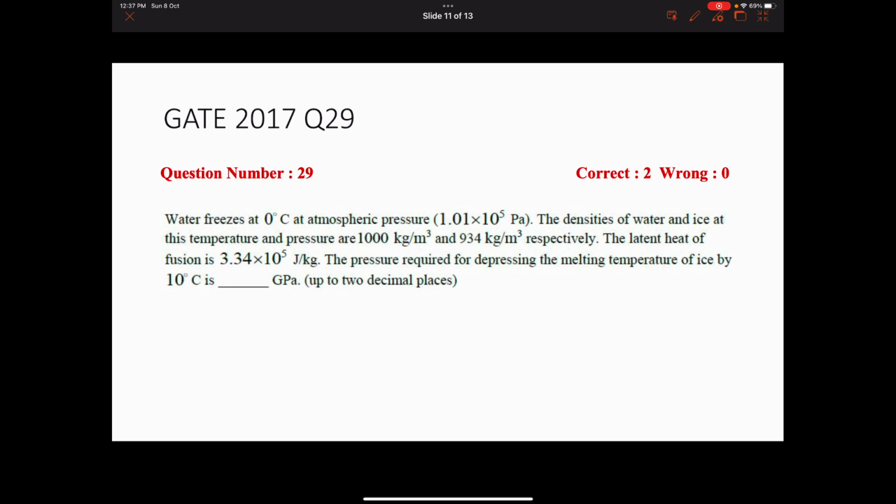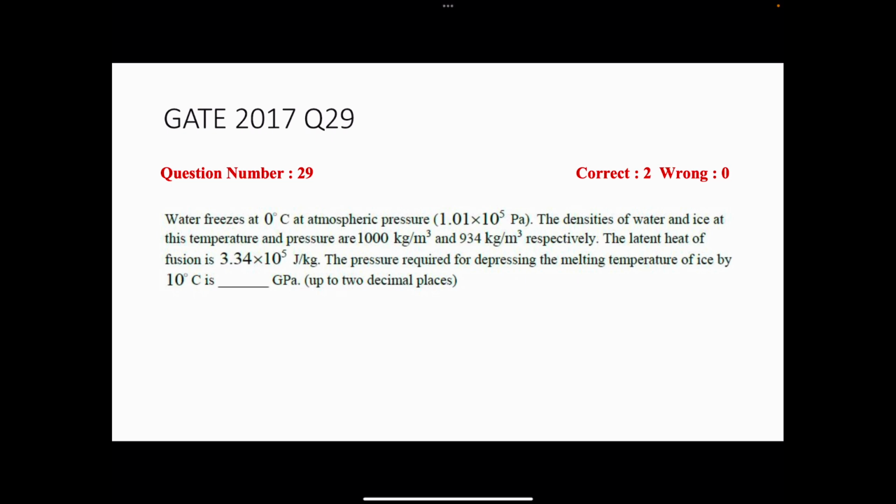So this is GATE 2017 question number 29, which states that water freezes at 0 degrees Celsius at atmospheric pressure, that is 1 atmospheric pressure, because it is 1.01 into 10 to the power 5 pascals. The densities of water and ice at this temperature and pressure are given as 1000 kg per meter cube, which is a known value, and 934 kg per meter cube. The density of ice is definitely less than the density of the water. The latent heat of fusion is 3.34 into 10 to the power 5 joules per kg.